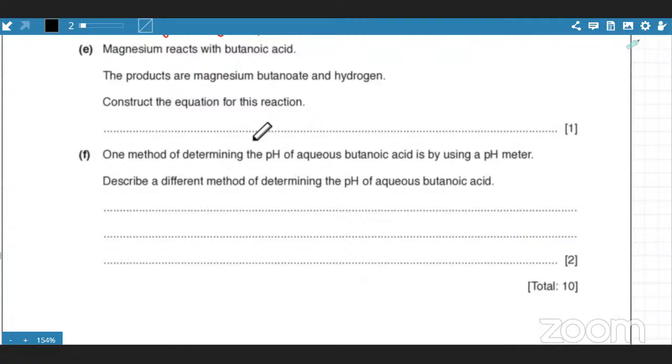Next part is: magnesium reacts with butanoic acid. The products are magnesium butanoate and hydrogen. Construct the equation for this reaction.